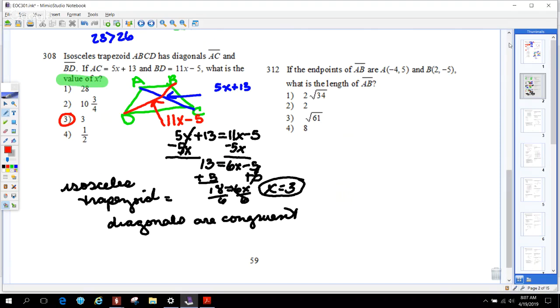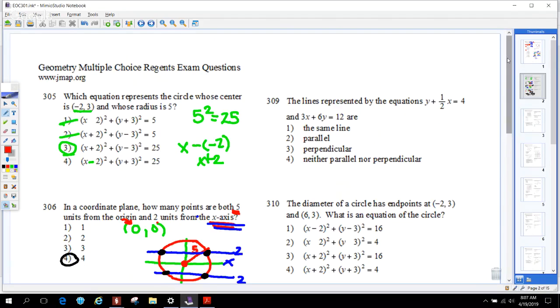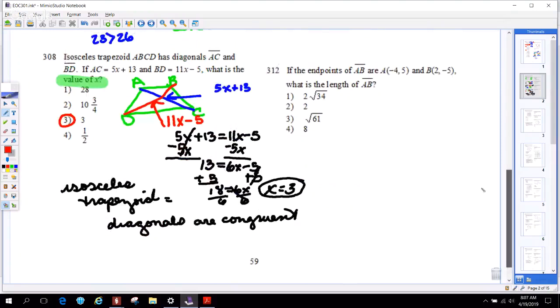So far, so good? Yep. Usually I try to do like 12 problems and then take a break. So we'll finish this page and then we'll take a break.